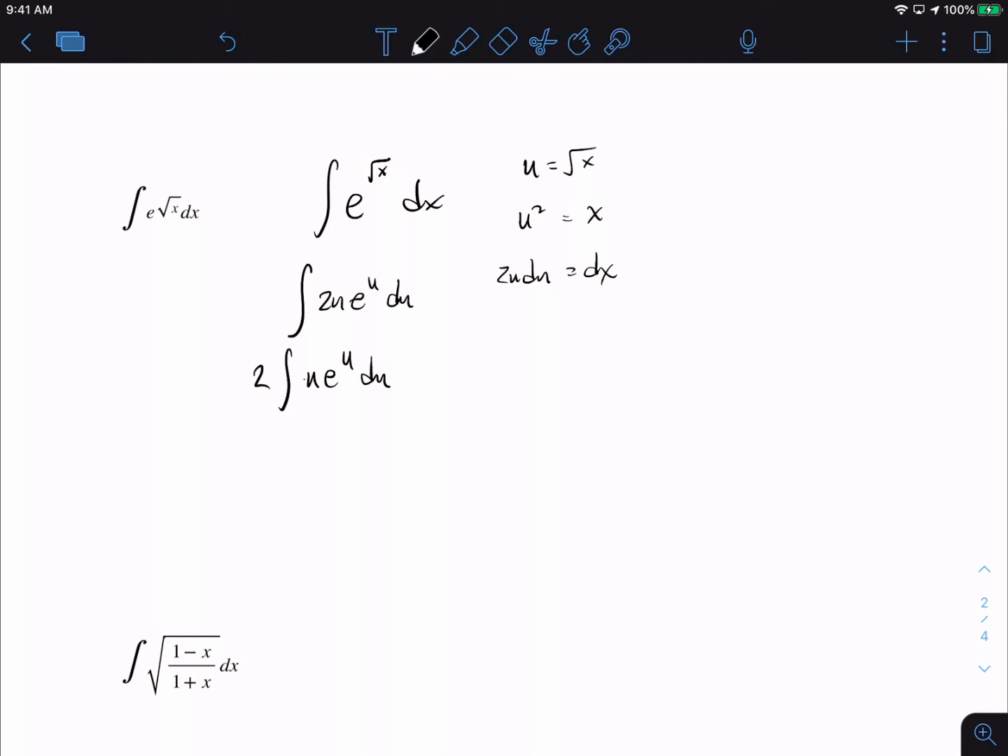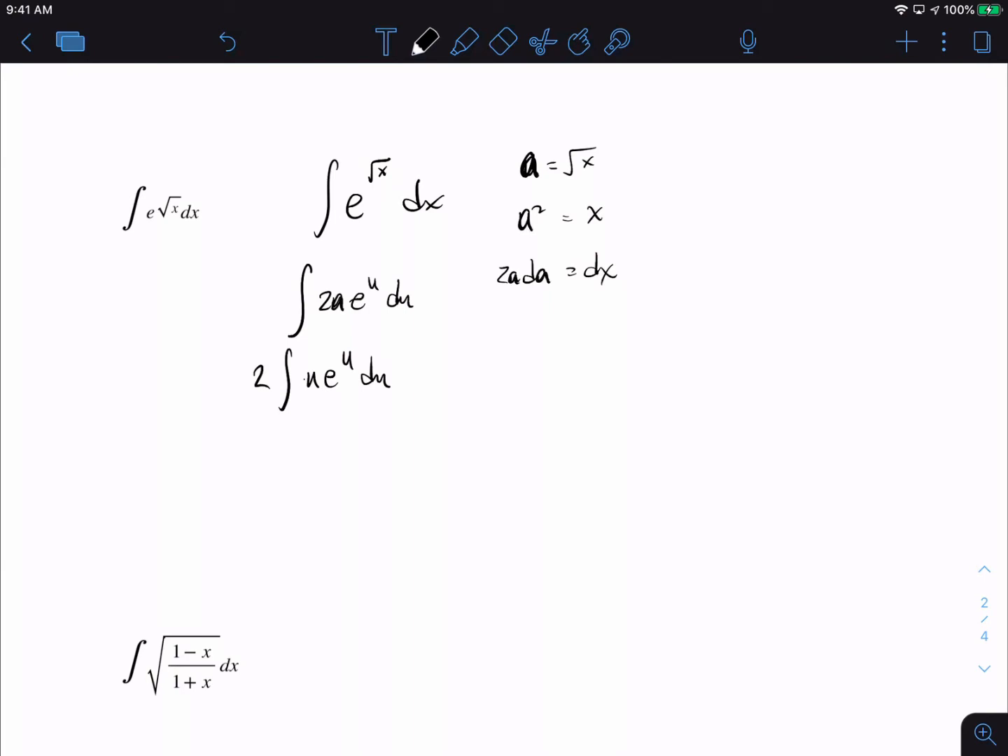Takes practice, but you should see that since this is a product, this should be a UV substitution. In fact, may I change my u sub and call it an a? Are you guys okay with that?